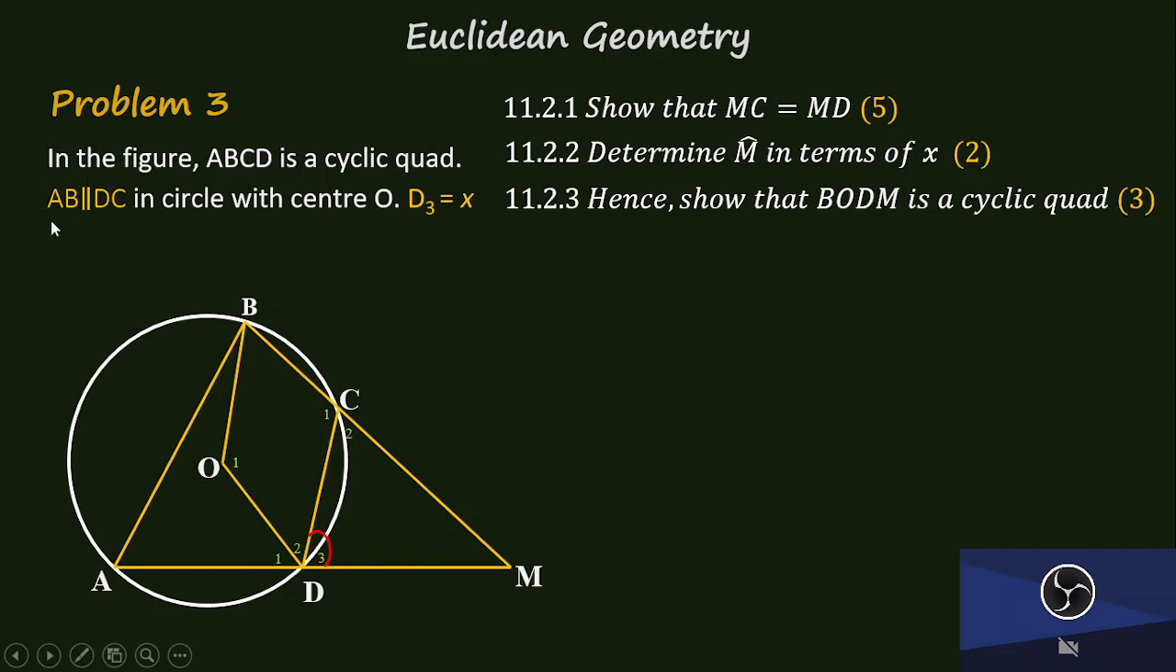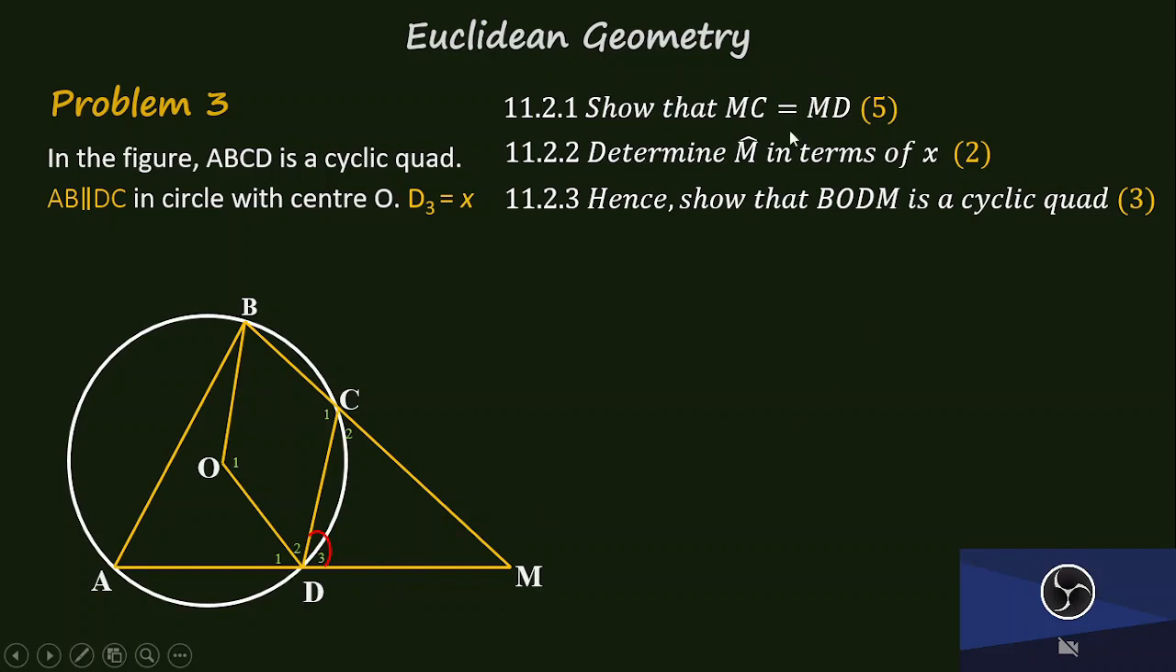We are also given one important piece of information here, that this line AB is parallel to the line CD or DC, and we have D3 equals X. D3 equals X is given to us here. The first question, 11.2.1, we are required to show that MC equals MD.